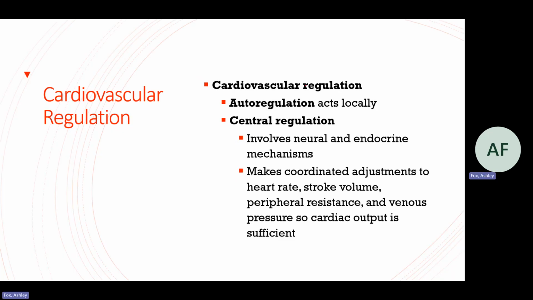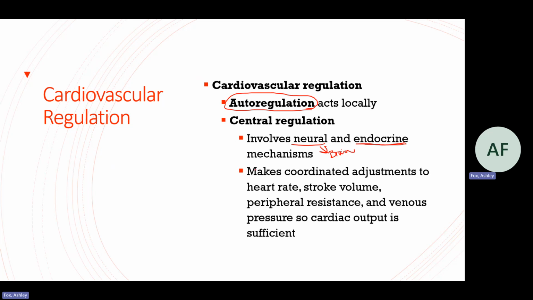So we have autoregulation, which is going to act locally. These are things that the capillary beds are able to autoregulate, whether blood is going through them or not. So that is part of autoregulation. We also have central regulation, which is the nervous system, mainly the brain and spinal cord, but mainly the brain. And then endocrine. We're going to talk exclusively about the endocrine system later on, and the different ways that it can regulate the cardiovascular system with hormones.